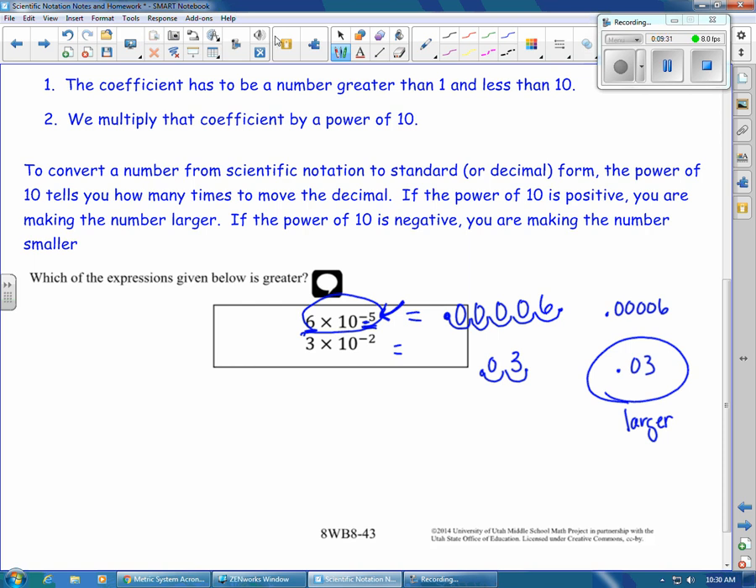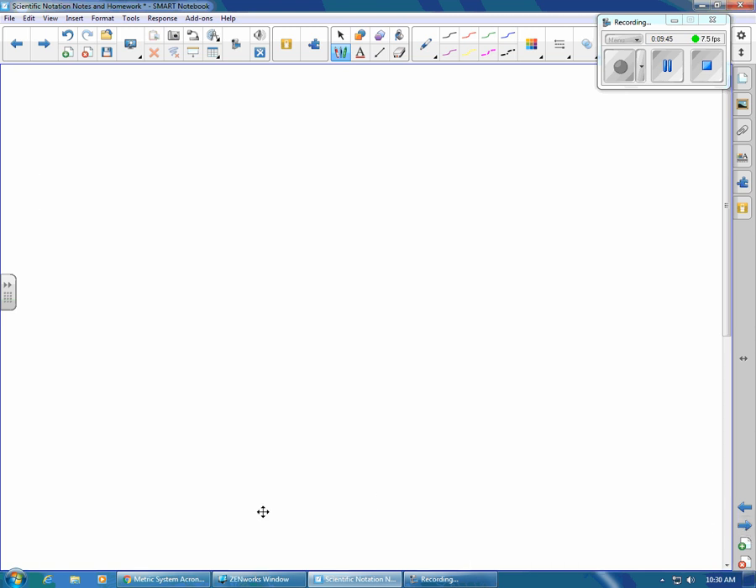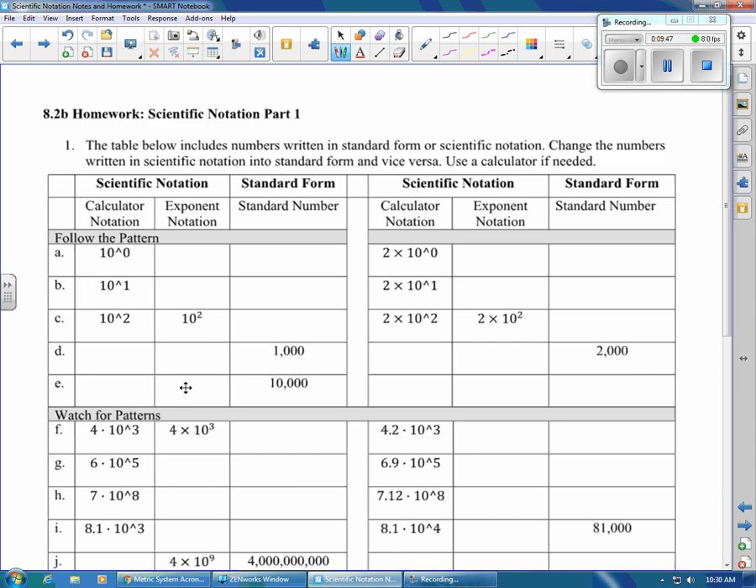Okay. Now it's not asking us to say how many times greater, so I don't need to do a division or anything. It's just asking us to order these. Let's go on to the next page. Oops. This is something we're going to do in class tomorrow. There we go. Okay, the next page.